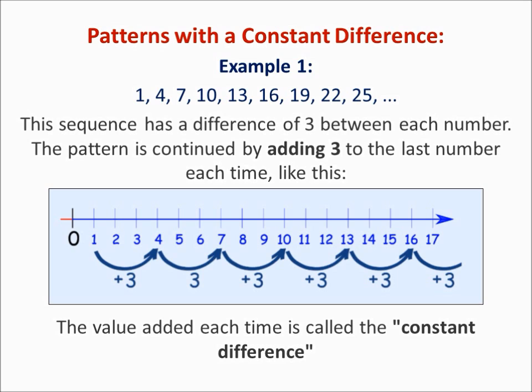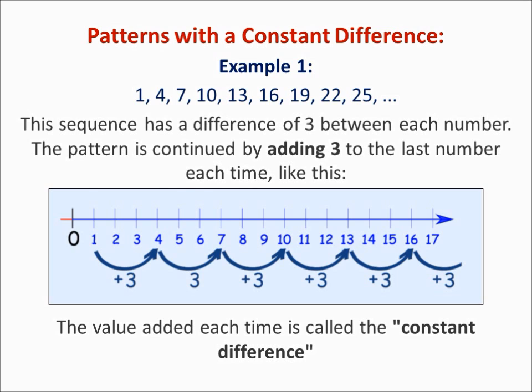The example I've given you of a pattern with a constant difference is 1, 4, 7, 10, 13, 16, 19, 22, and 25. This sequence has a difference of 3 between each number. The pattern is continued by adding 3 to the last number each time.